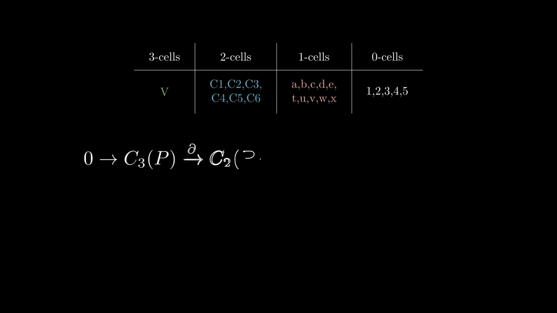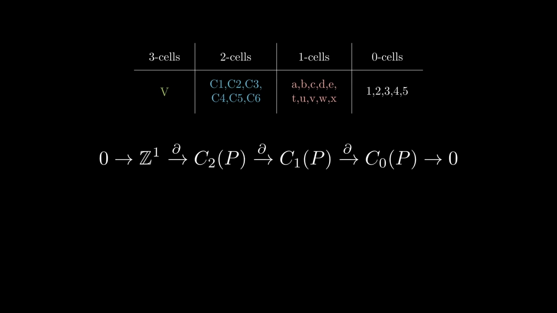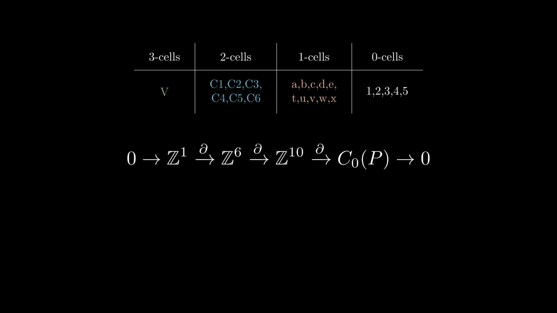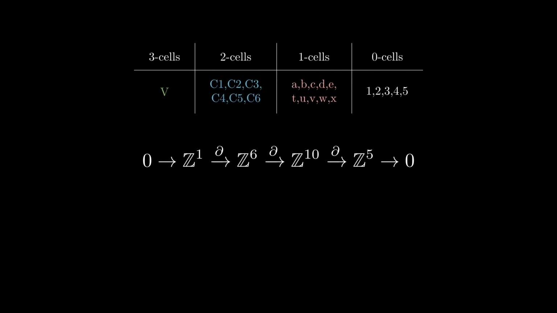With these cells, we can now write down the cellular chain complex of P. Each cell gives rise to a copy of Z. To compute the homology of this chain complex, we need a better understanding of the boundary maps.